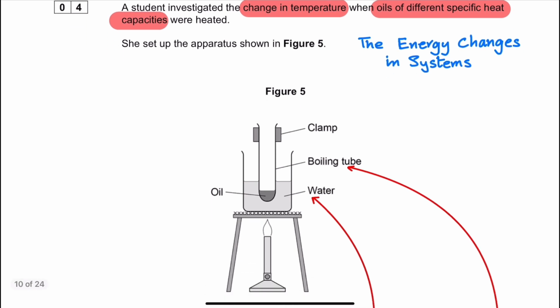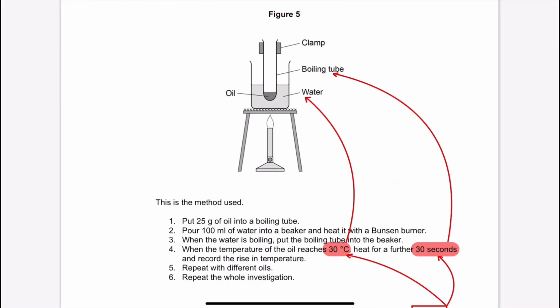The oil is present in the test tube. The water is present in the beaker. The method used for this experiment is given below. Point number 1. Put 25 grams of oil in a boiling tube. Point number 2. Pour 100 ml of water in a beaker and heat it with the Bunsen burner. Point number 3. When the water is boiling, put the boiling tube in the beaker.